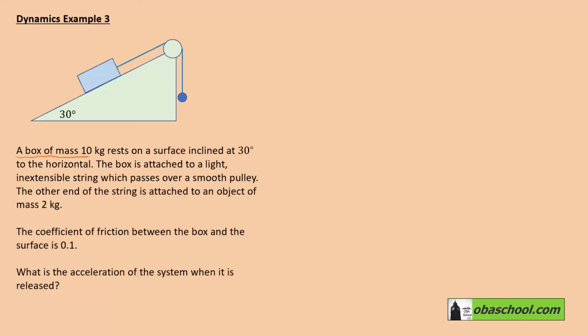A box of mass 10 kilograms rests on a surface inclined at 30 degrees to the horizontal. The box is attached to a light, inextensible string which passes over a smooth pulley. The other end of the string is attached to an object of mass 2 kilograms. The coefficient of friction between the box and the surface is 0.1. What is the acceleration of the system when it is released?